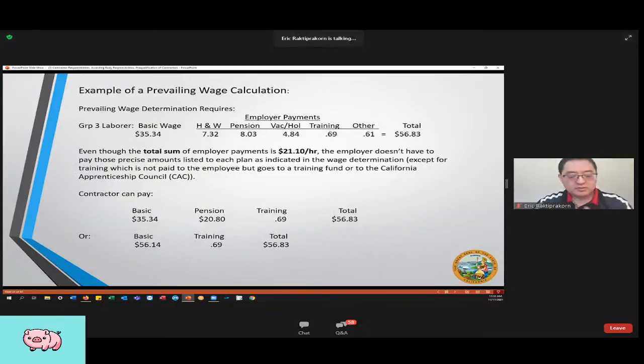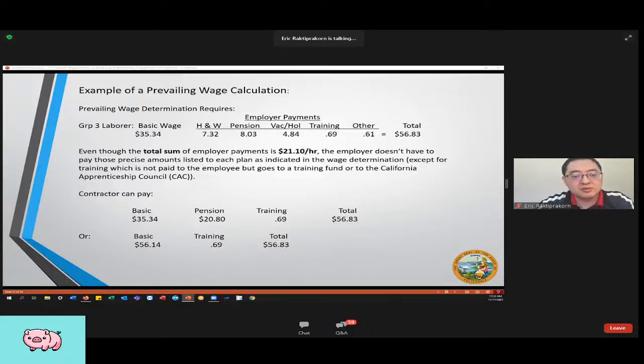So this next slide covers an example breakdown of a wage determination. In particular, we're looking at Group 3 laborers. We see the basic wage of 35.34, and then the employer payments: health and welfare, pension, vacation holiday, training, and other. The basic wage is basically the minimum that's going directly to the worker. The employer payments, barring training funds, can be paid either to the worker or to a third party.